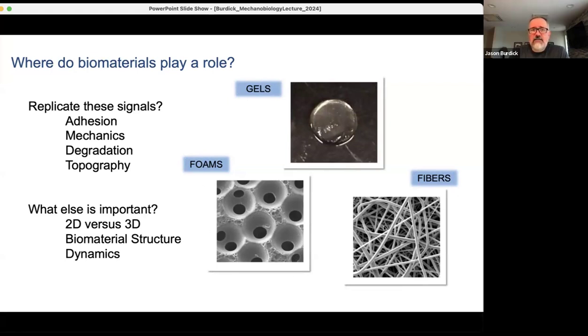So I'll mention methods in which you can do this, but foams are really porous, spongy materials where if you want lots of cells to interact with it, you might make it highly porous. And then fibers, depending on the scale of the fibers, whether they're smaller or bigger than cells, but again, mimicking features of maybe the fibrillar structure of the extracellular matrix.